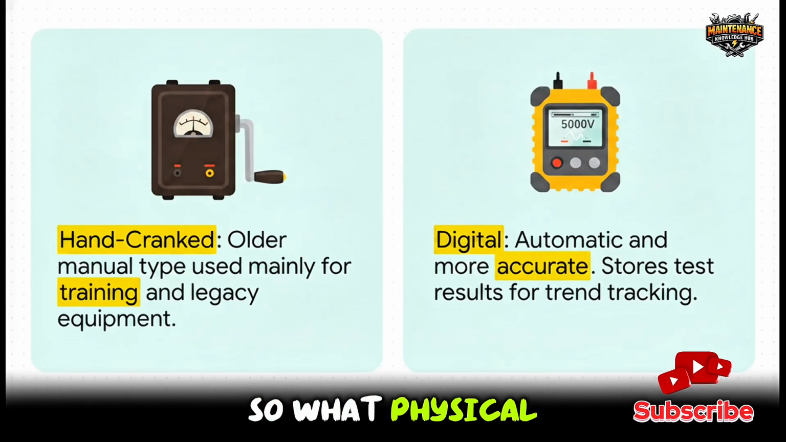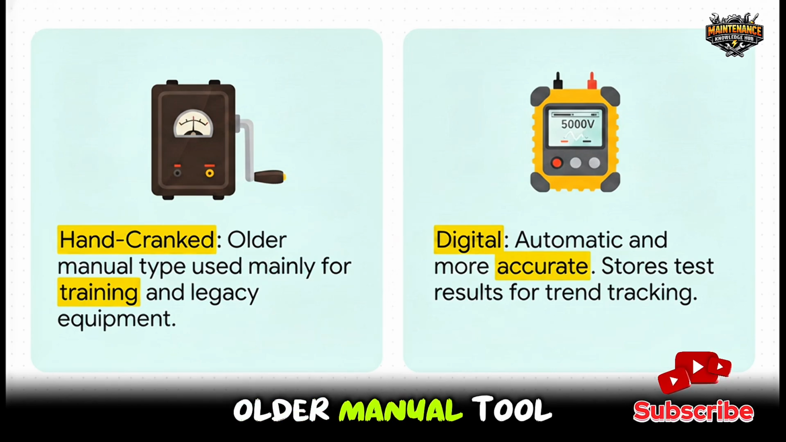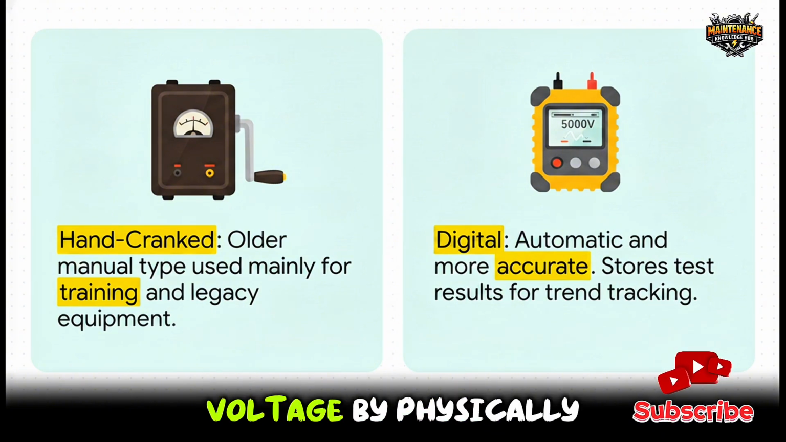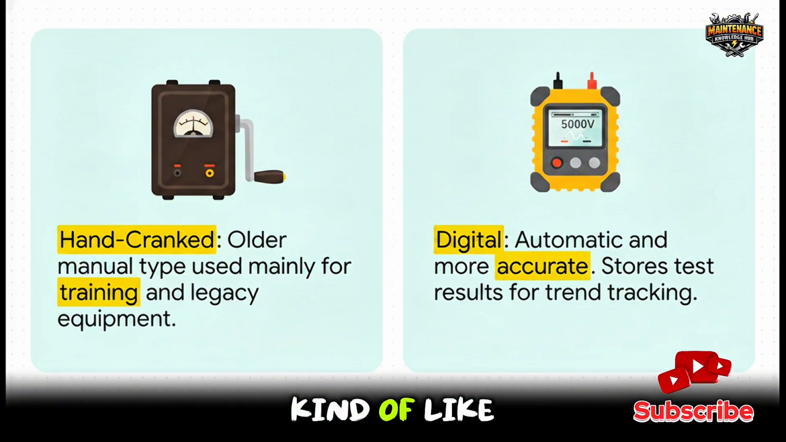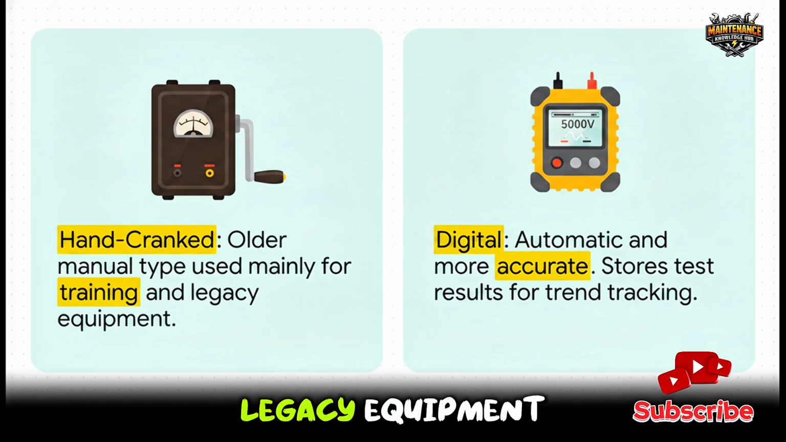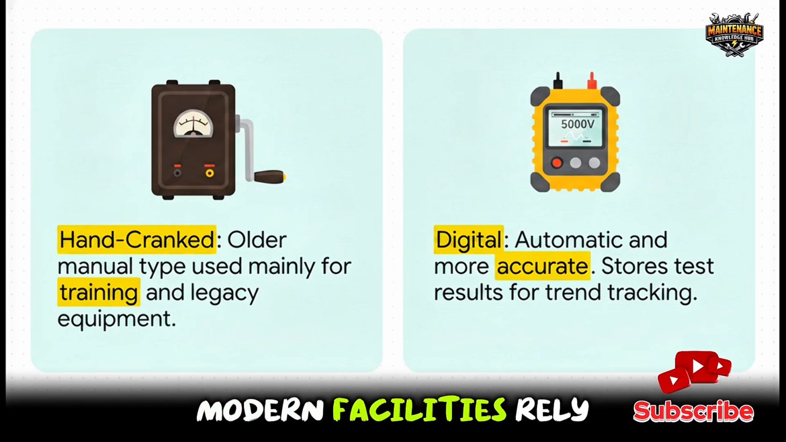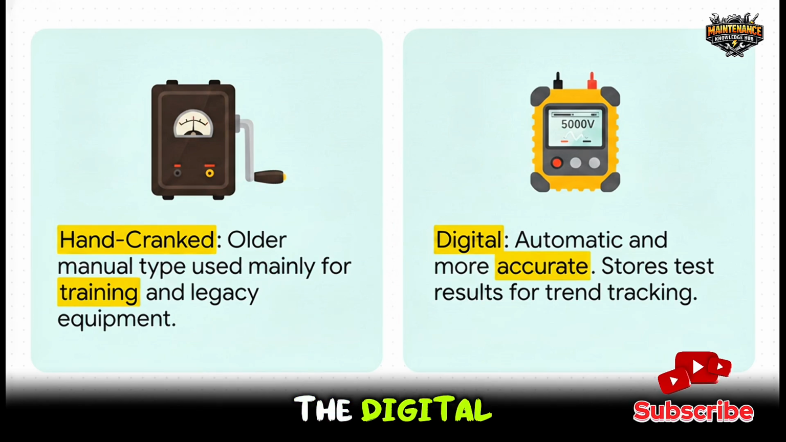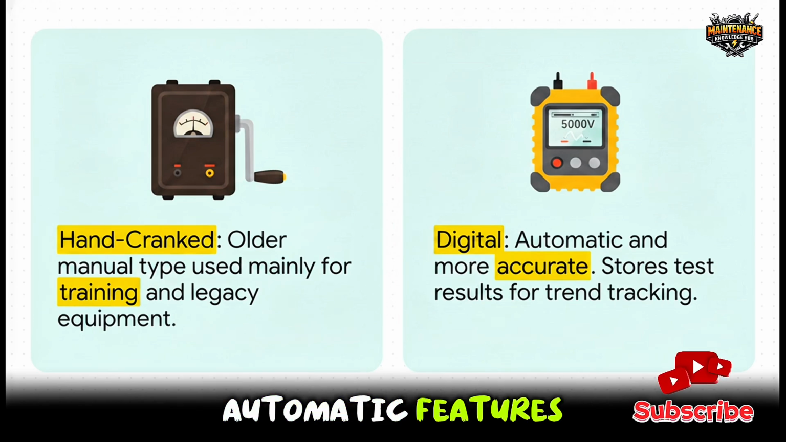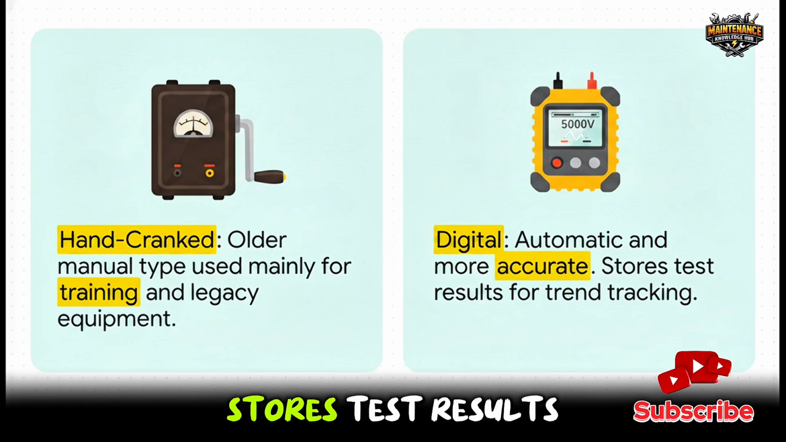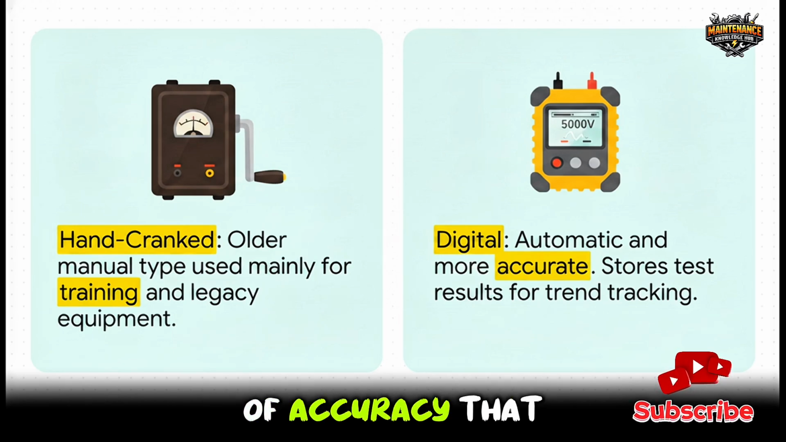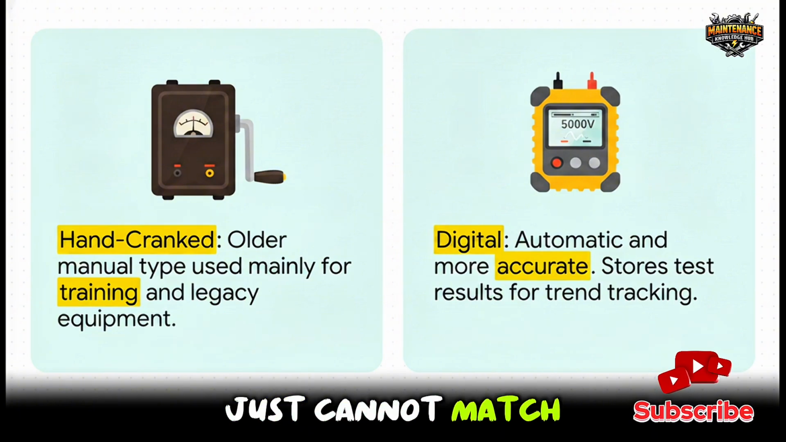So what physical tools are we using to find these leaks? Historically, you'd see the hand-cranked Megger. This was an older, manual tool where the tech generated the test voltage by physically turning a handle, kind of like an old-timey telephone. You might still see these around for training or on some legacy equipment. But today, modern facilities rely almost entirely on the digital Megger. It's fully automatic, features a clear LCD display, stores test results right in its memory for tracking your trends, and honestly offers a level of accuracy that manual cranks just cannot match.